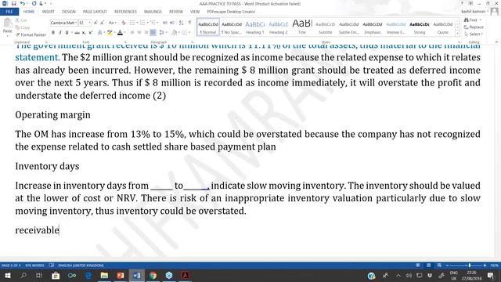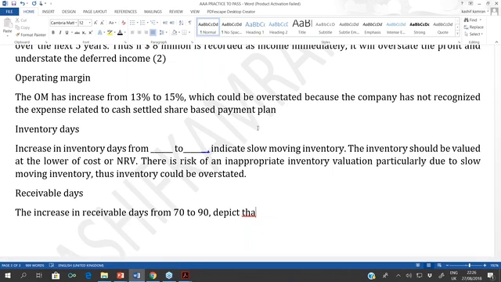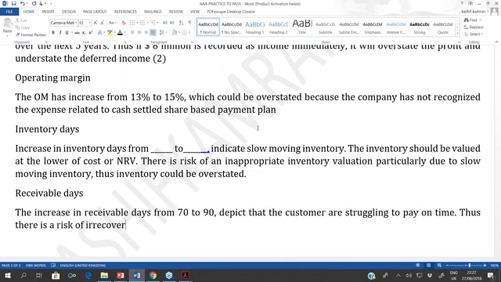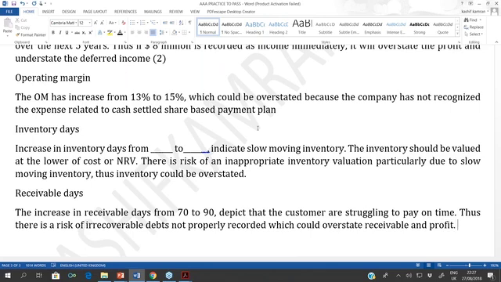So I would be saying receivable days, and I will say the increase in receivable days from 70 to 90 depicts that the customers are struggling to pay on time. And I wrote that, right? I wrote that at the beginning of the session, right? The customers are struggling to pay on time. Thus, there is a risk of irrecoverable debts not properly recorded, which could overstate receivables and profits. See, I got three risks from numbers.